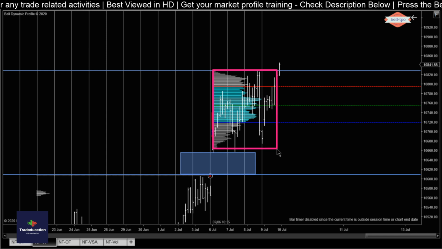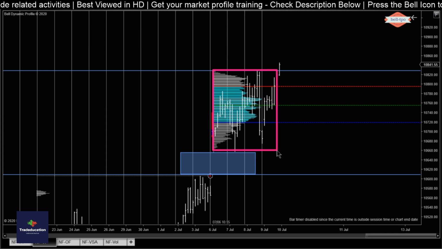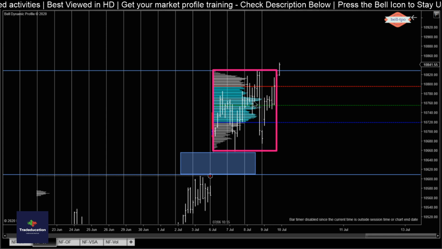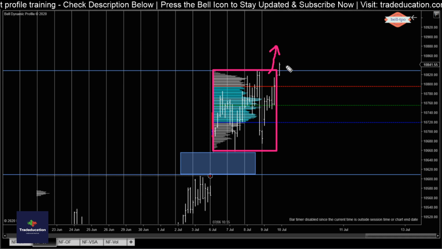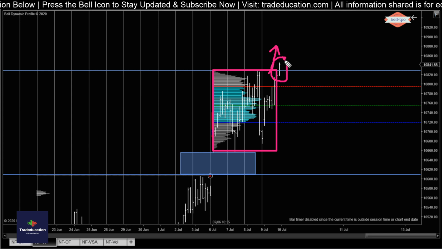This is from 6th of July till yesterday, that is 9th of July. So this is one balance, and yesterday's 60-minute bar is where we have a good breakout above the balance, and today we need to see whether this breakout continues or not. I will also jump to the market profile chart to see whether this was a good breakout or a bad breakout.